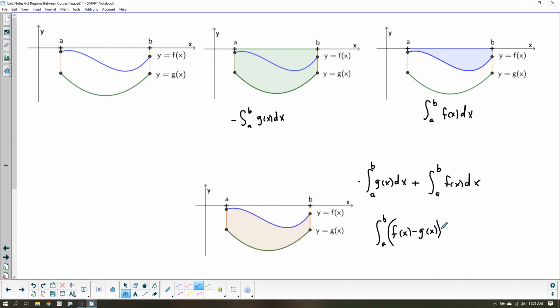So the point of this is, it just doesn't matter. You can always do the upper function minus the lower function, whether they're positive, whether they're negative, and even if they switch back and forth being positive and negative. As long as you always have the same function on the top, the same function above the other one, then the process will always work.